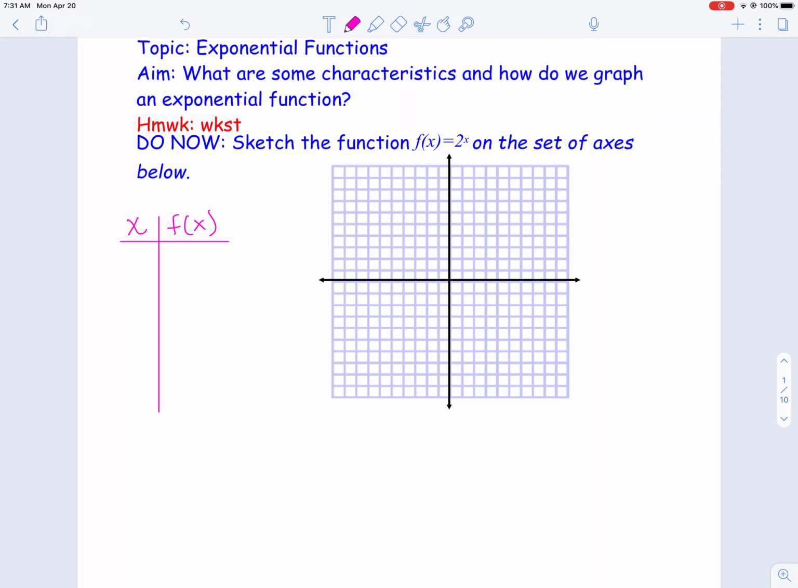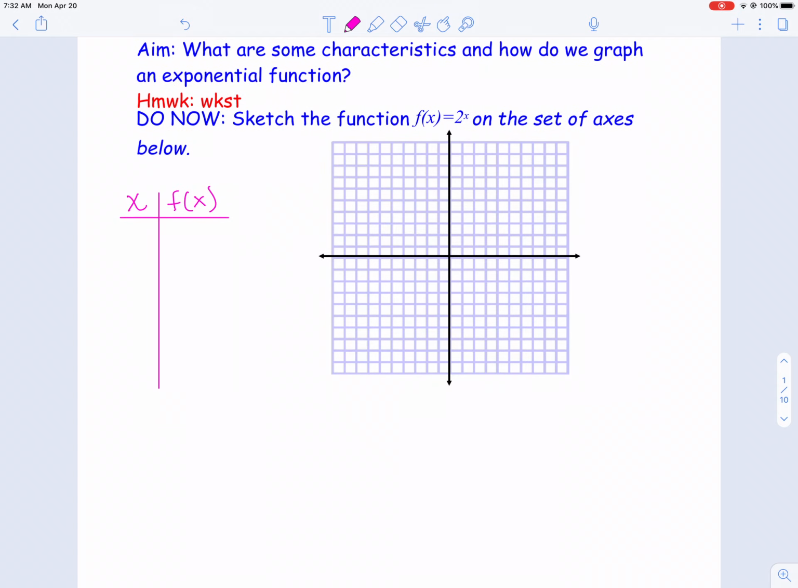If I'm graphing 2 to the x, I'm just going to start with 2 to the first power, right? Okay, so 2 to the 1. That means 2 to the first power. What do I get? 2. Okay. 2 to the second power, when x is 2, I get 4. 2 to the third power, when x is 3, I get 8. Now, I'm not going to go any further because 2 to the fourth power is going to give me 16.